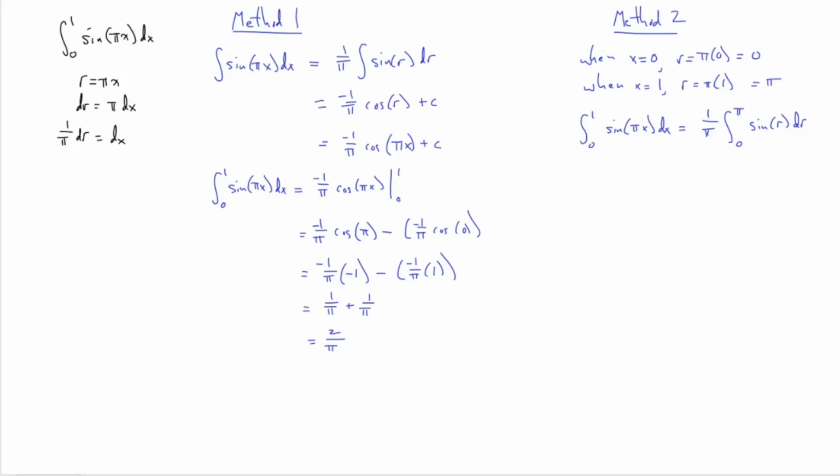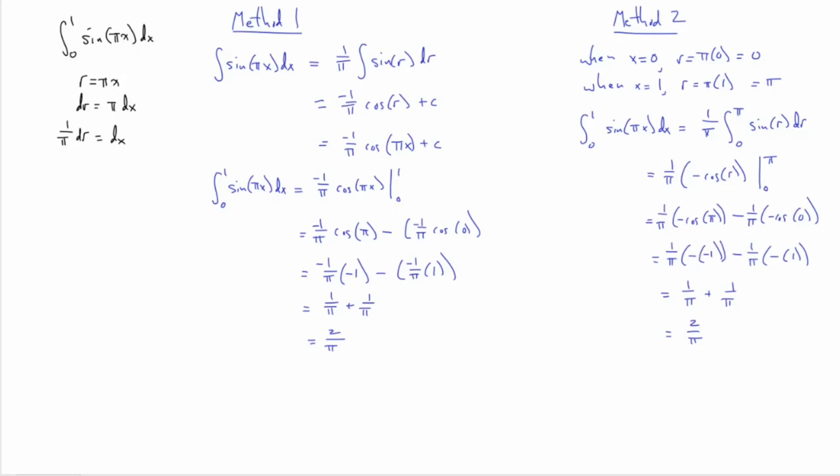It's 1 over pi times the integral from 0 to pi of the sine of r dr. That's an easy integral. You get 1 over pi times the negative cosine of r evaluated from 0 to pi. And as before, remembering your trigonometry and being careful with your positive and negative signs, you end up with 1 over pi plus 1 over pi, which is still 2 over pi. You're welcome to learn either or both of these methods.